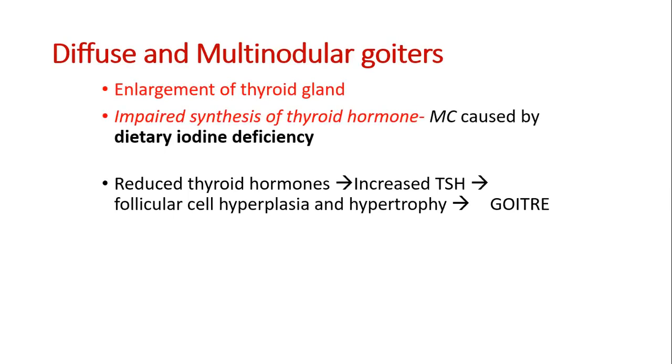So what happens is reduced thyroid hormone, which is why there is diffuse enlargement of the thyroid gland and why there is multinodular enlargement of the thyroid gland. Diffuse enlargement of the thyroid gland is when there is a consistently low level of thyroid hormone, for example in iodine deficiency. You already know from your physiology that iodine is very important for the synthesis of thyroid hormone.